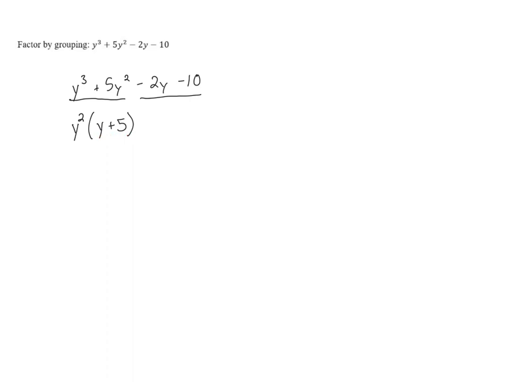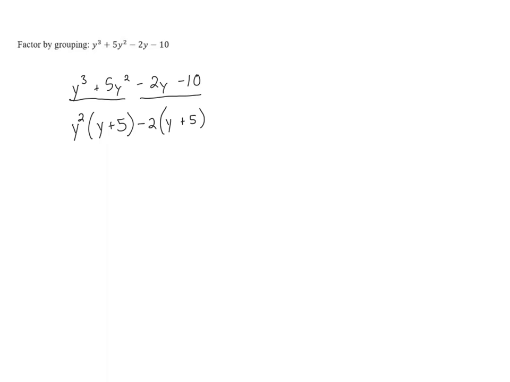The way that we can deal with this is that instead of pulling out a positive 2, we can pull out a negative 2. It is allowed to pull out a negative from a group. If we pull out the negative 2 from the negative 2y, we're left with y. And then if we pull out the negative 2 from the negative 10, we're left with positive 5, because a negative divided by a negative leaves us with a positive.